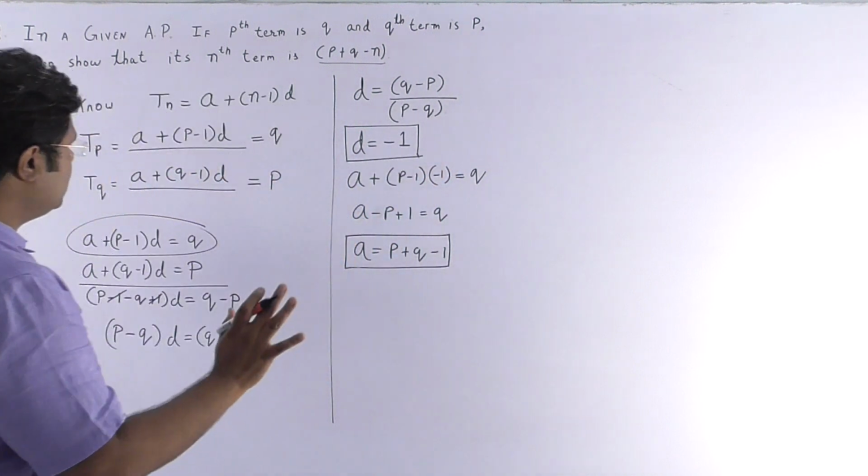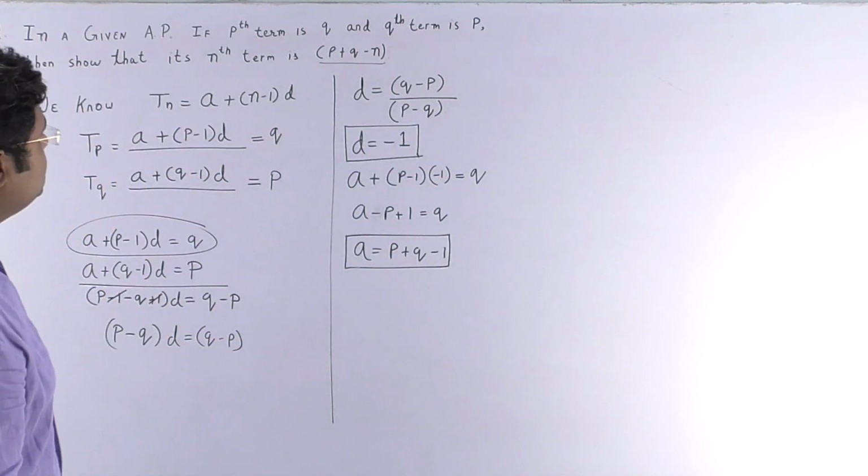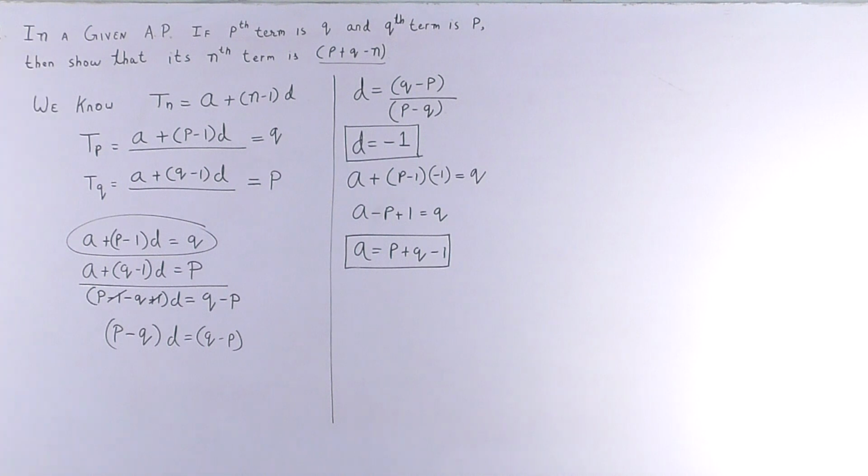Now you can slowly see what has happened in this question. Alright, everyone can take a look. We have written pth term is Q, qth term is P, subtracted, got the value of D as minus 1, and finally put that minus 1 in one of the two equations to get the value of A. So now we have A in hand and D in hand.